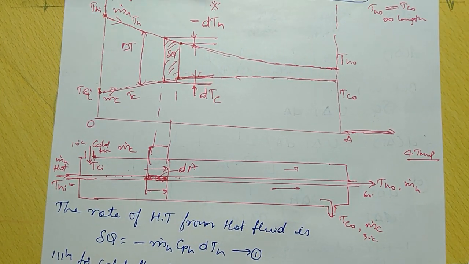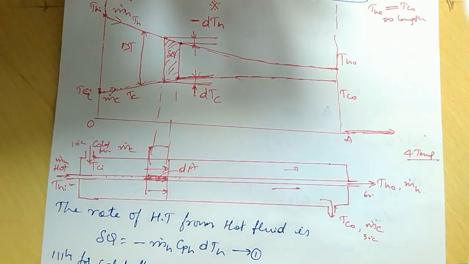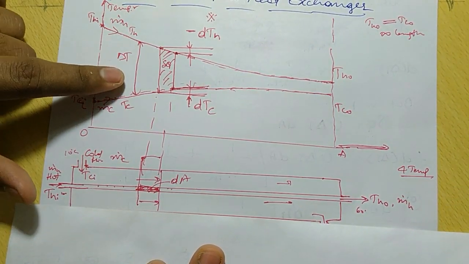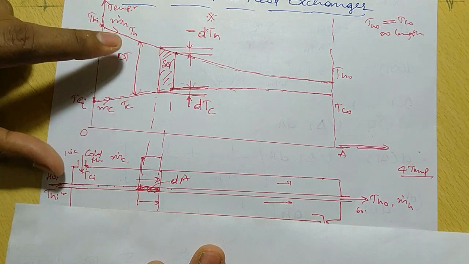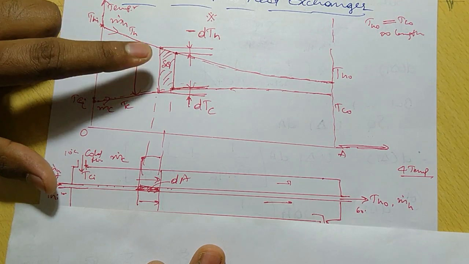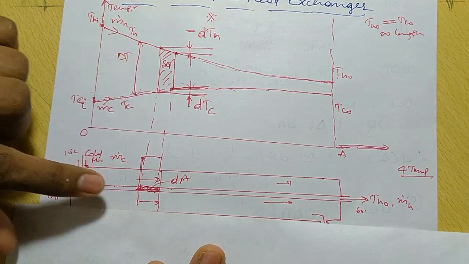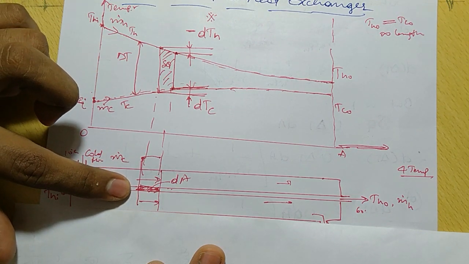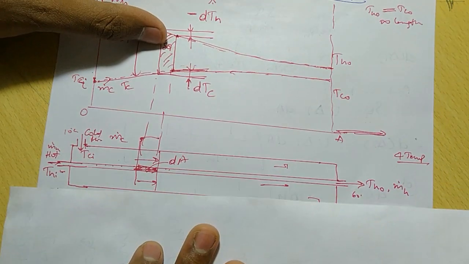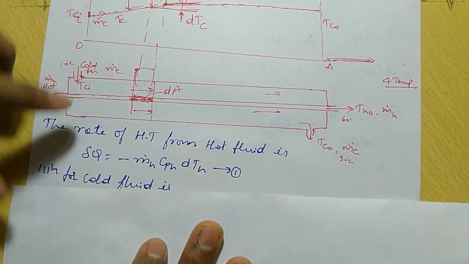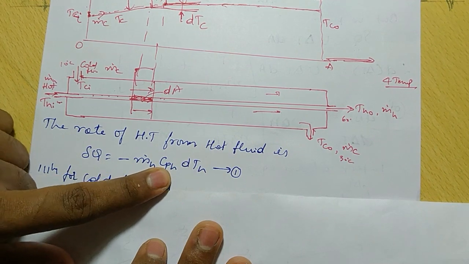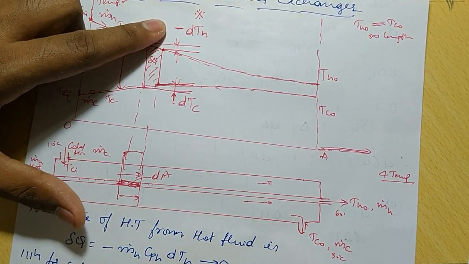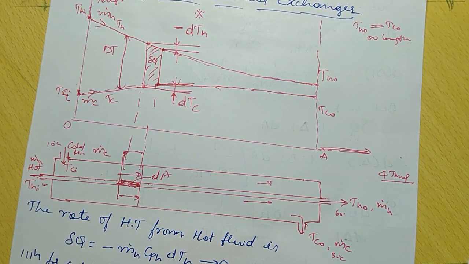Now we will start the derivation. The rate of heat transfer from the hot fluid, if you take a small elemental area dA, is given by delta Q equals minus m dot h cph dTH. Minus is because of this negative sign. This negative sign also indicates the heat is moving away from the body.